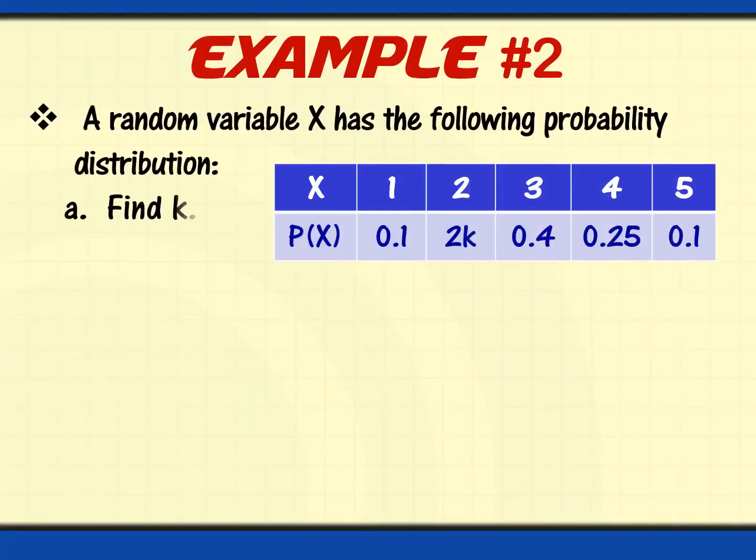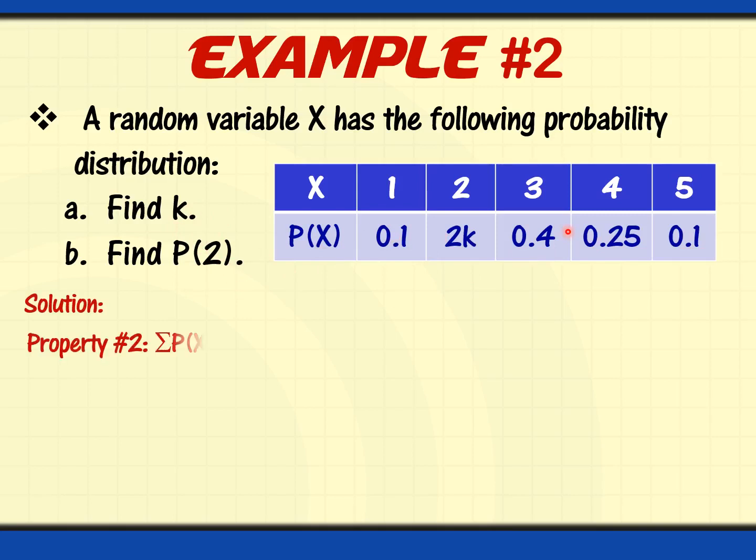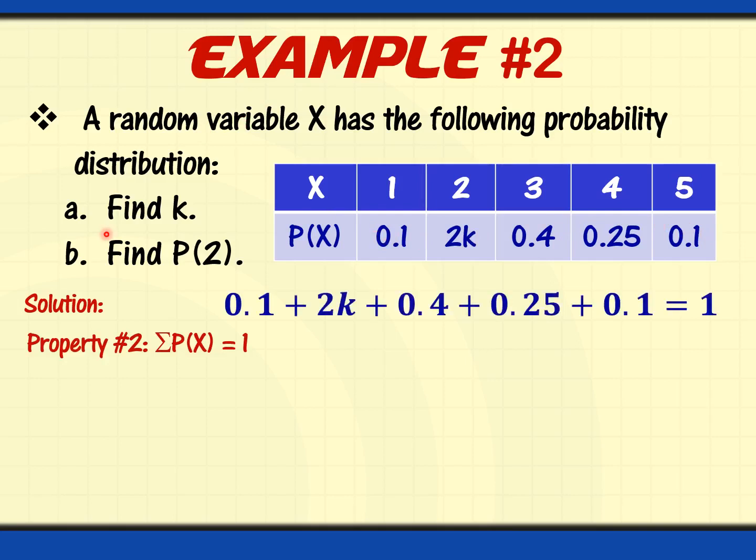Okay, let us apply those properties in this problem. A random variable x has the following distribution. So you have here the table. And you are asked to find k and the probability of 2. To find the value of k, we will apply property number 2. We know that the sum of all probabilities should be equal to 1. So we'll just simply add them up. 0.1 plus 2k plus 0.4 plus 0.25 plus 0.1 should be equal to 1. Adding similar terms, 0.1, 0.4, 0.25, and 0.1, that will give us 2k plus 0.85 is equal to 1.